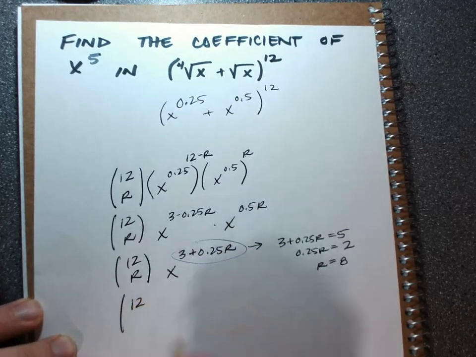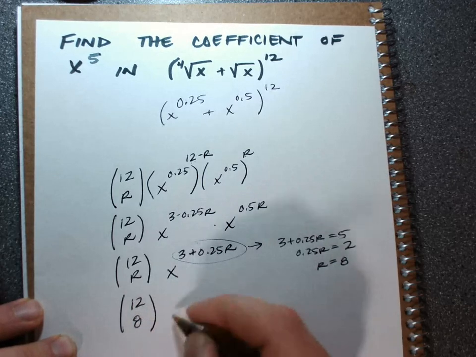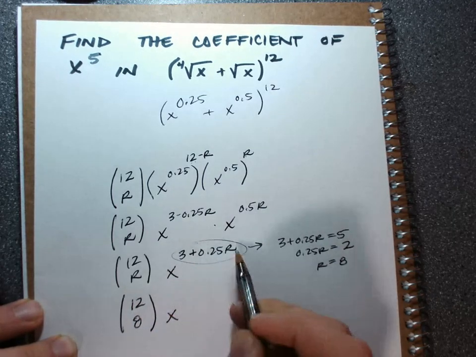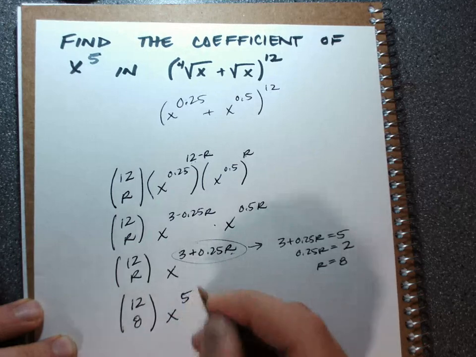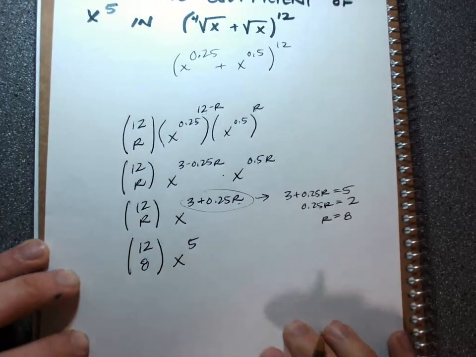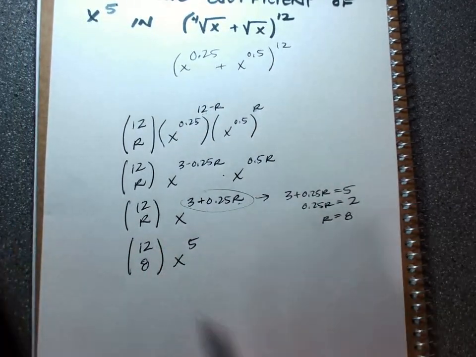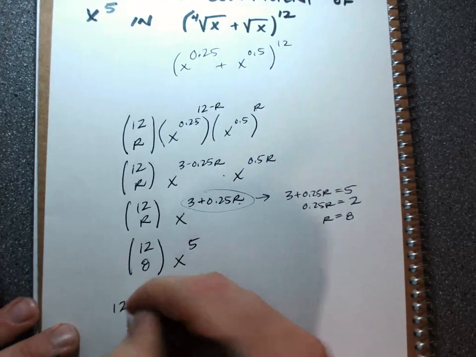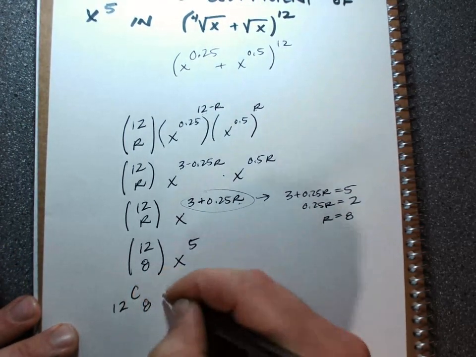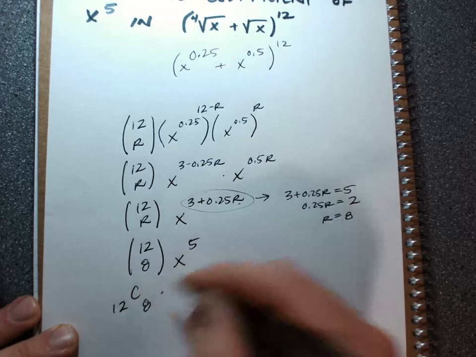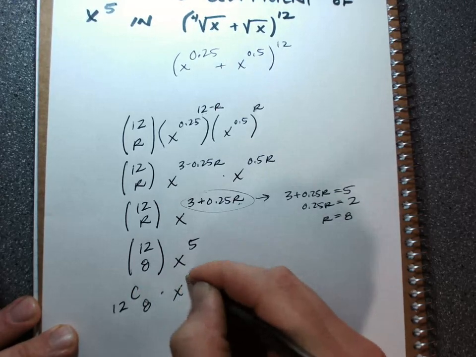All right, let's go back and plug in r as 8. If you plug in here, the exponent would be 5, which is what we were trying to get in the first place. And now we just have to figure out what 12 choose 8 is, what coefficient that represents for x to the fifth.